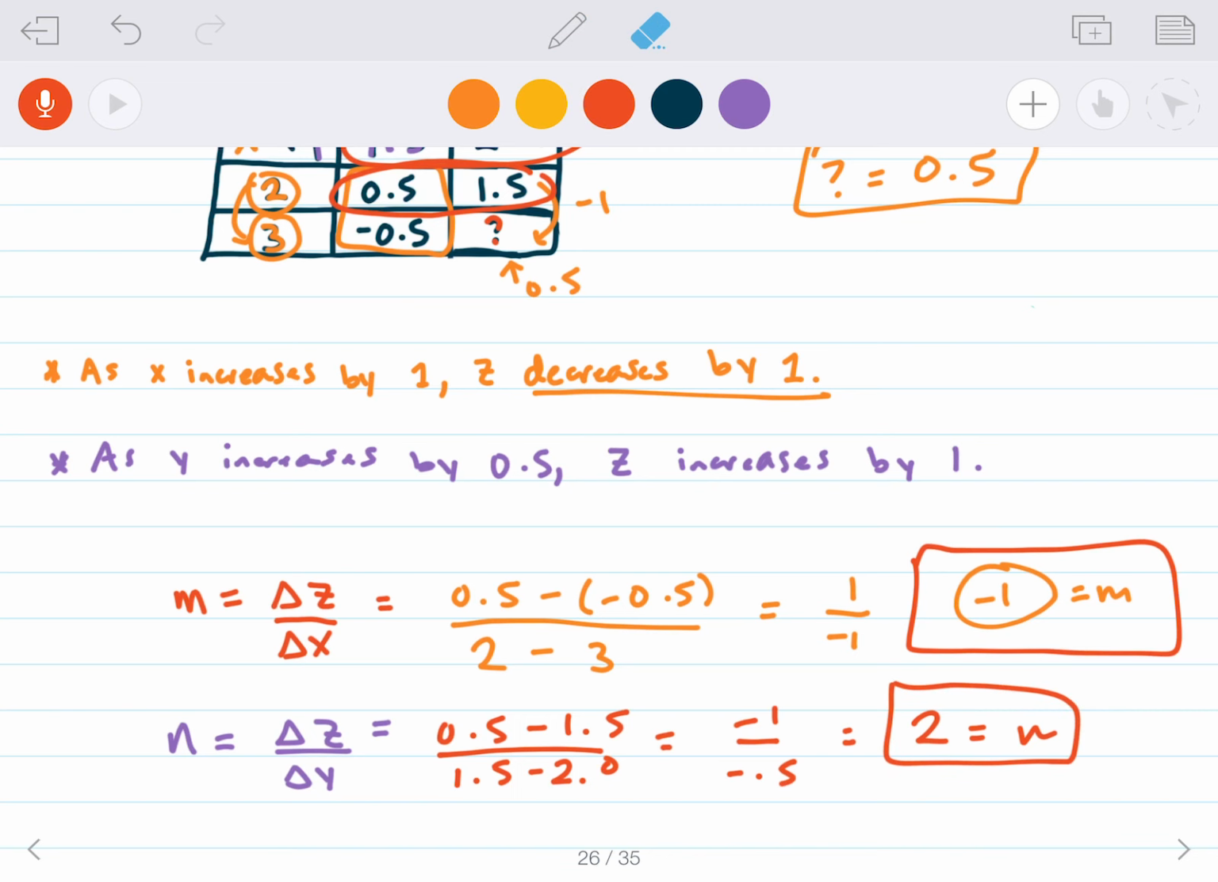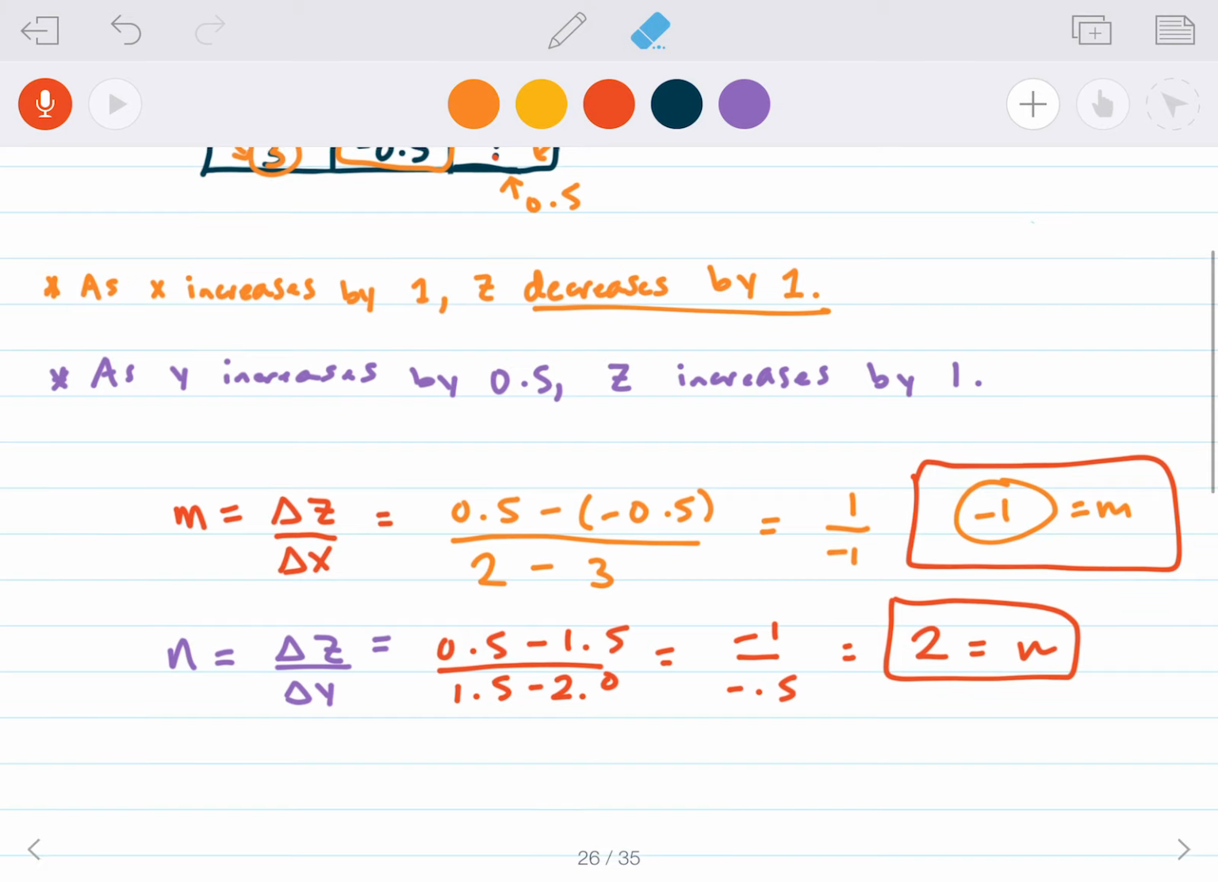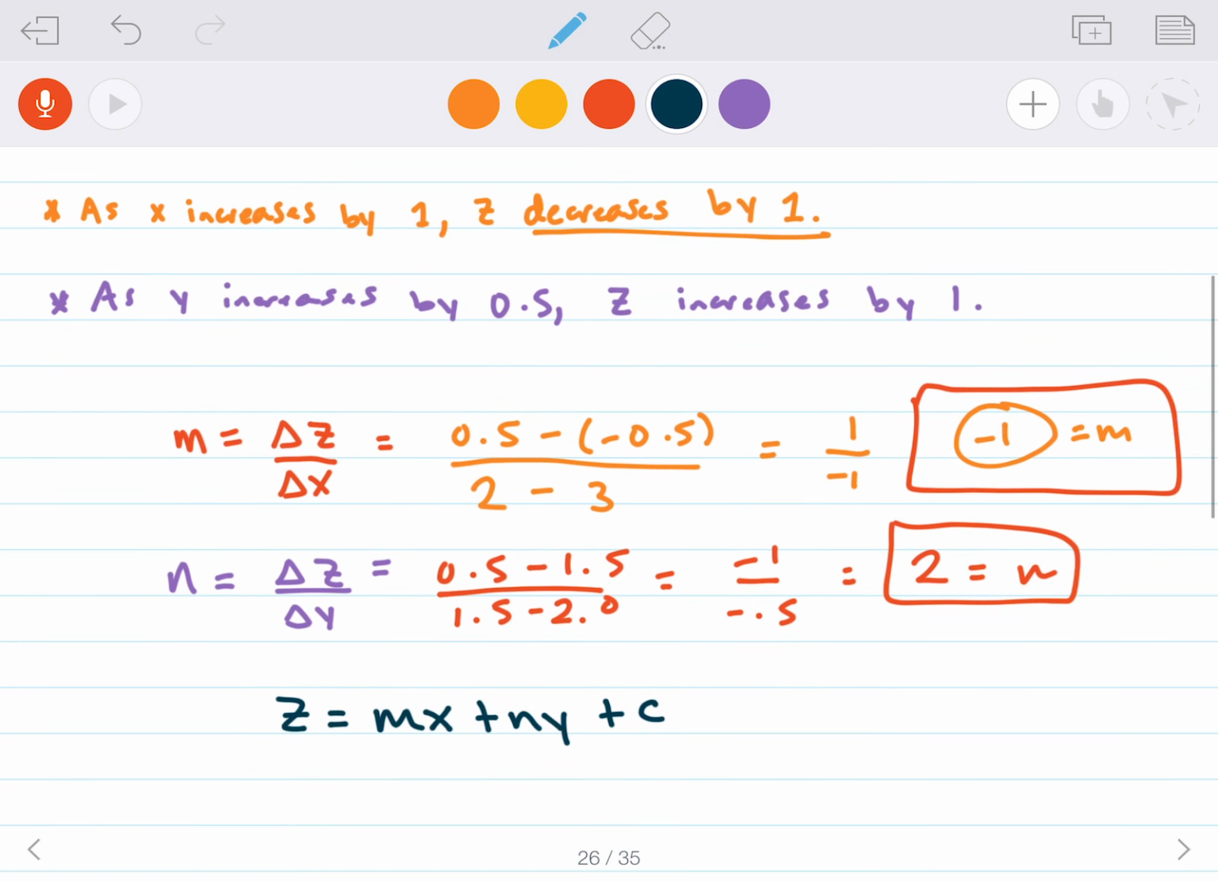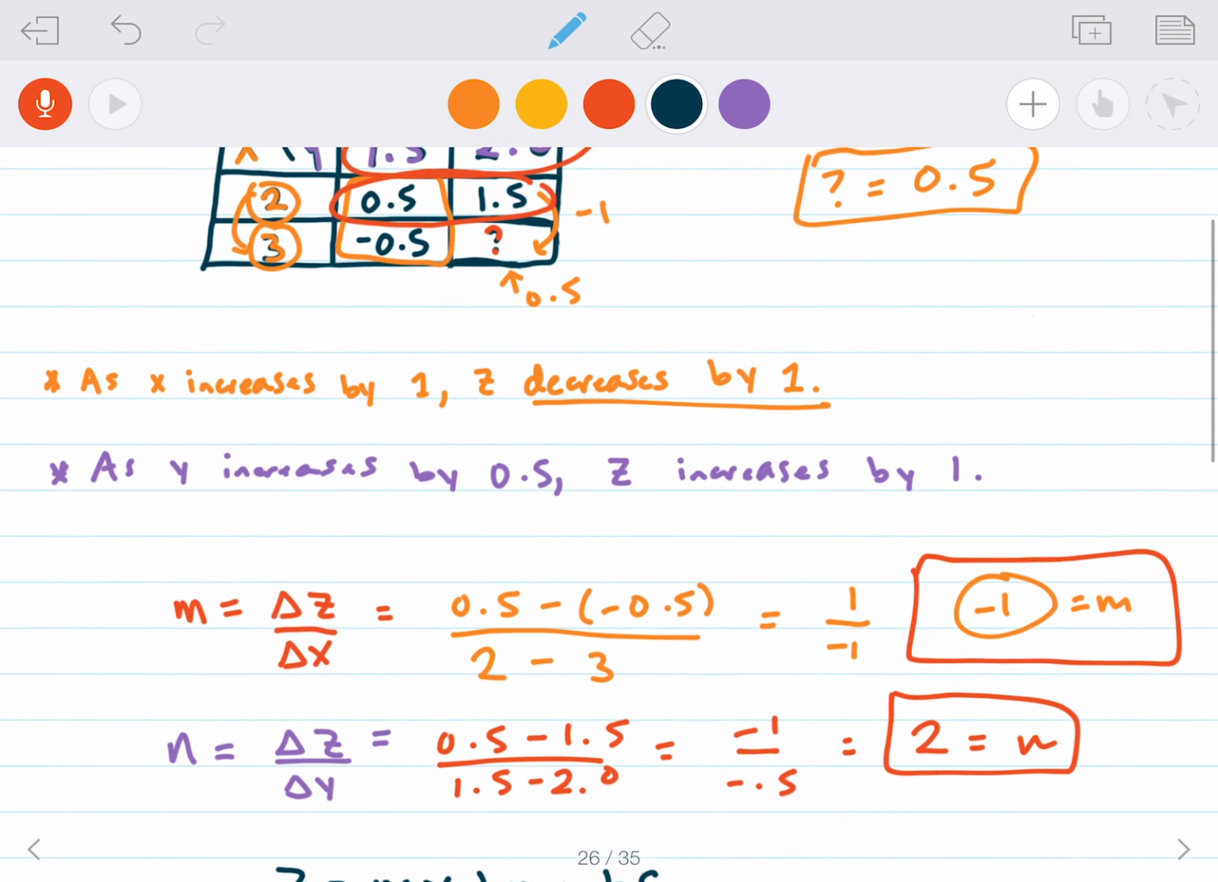Alright. So now we need to figure out what c is, right? Because the whole thing is that we're trying to write a function, and our function is going to be of the form z equals mx plus ny plus c. We don't know what c is, but we sure do know what m and n are, and we do know some points just from the table.